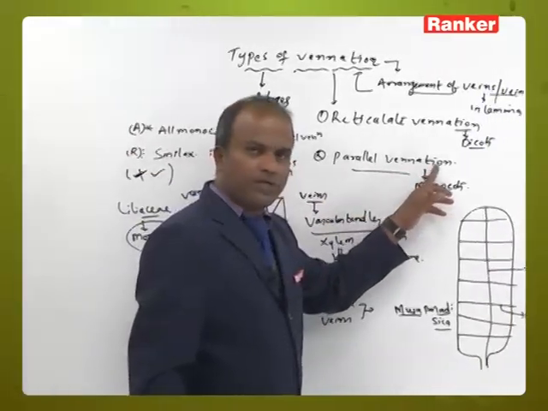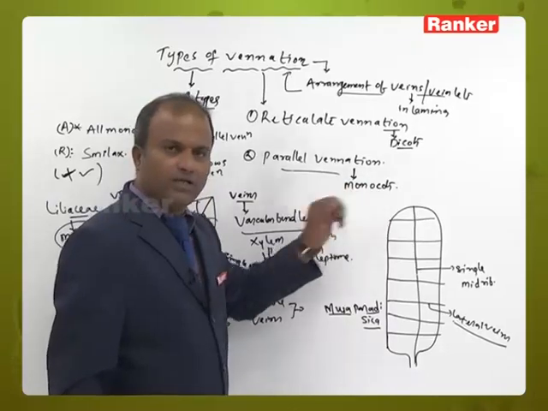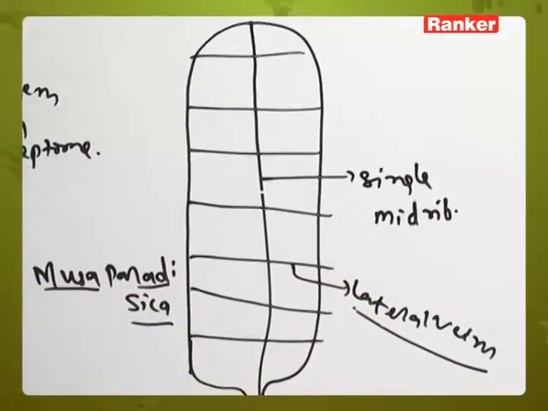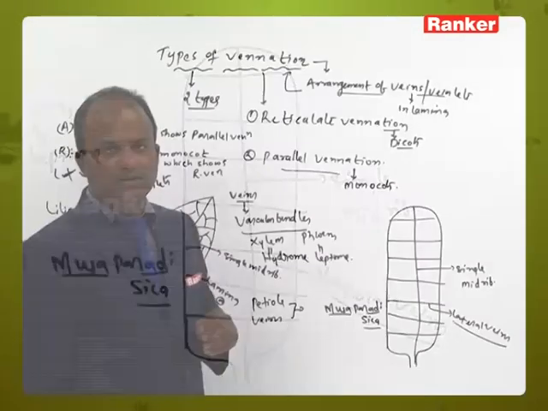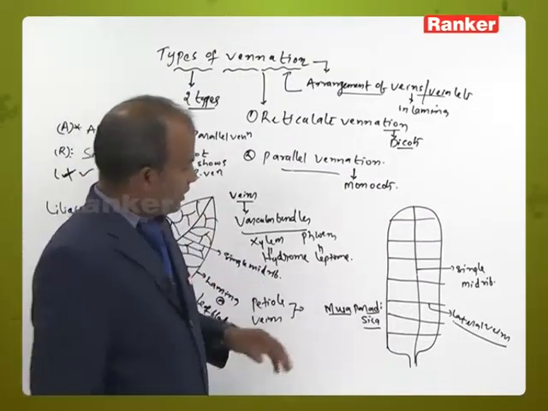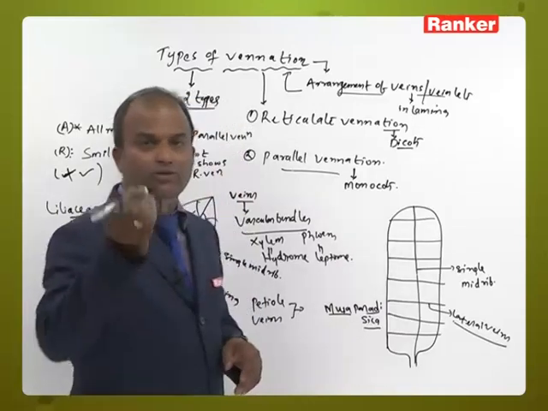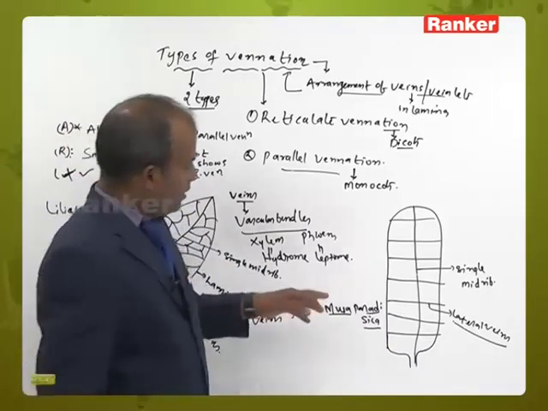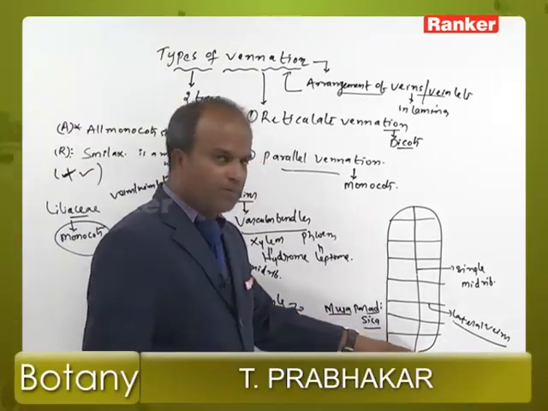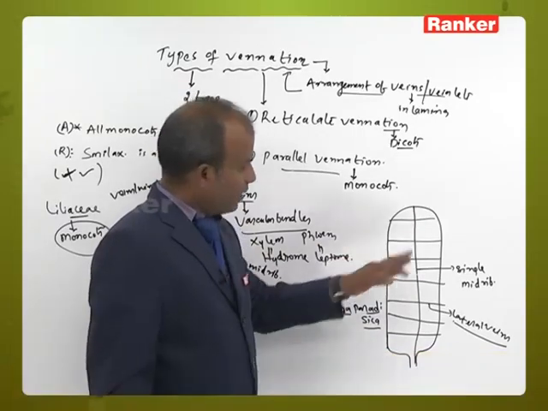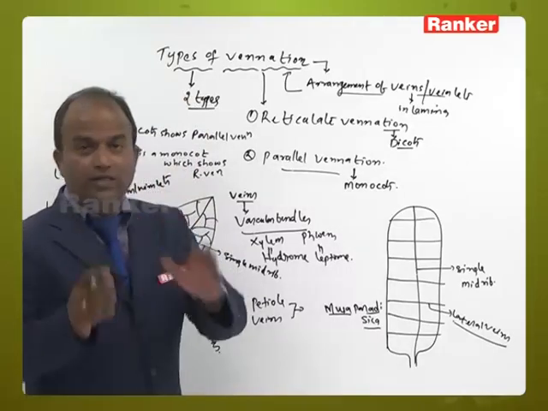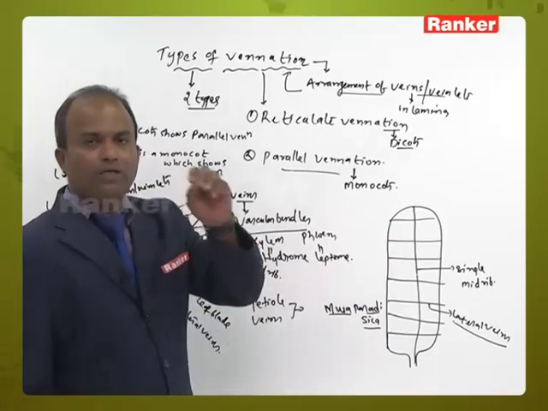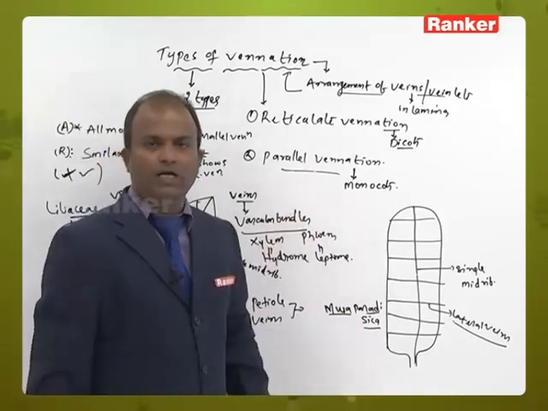When I explain parallel venation, which can be seen in monocots, take Musa paradisica. It is also a good example for suckers. In Musa paradisica, the stem belongs to the rhizomatous stem, which is one of the underground stem modifications. In Musa paradisica, a single midrib runs from base to the top, and from this single midrib, lateral veins arise. These lateral veins are arranged parallel to one another. Based upon this criterion, it belongs to parallel venation.